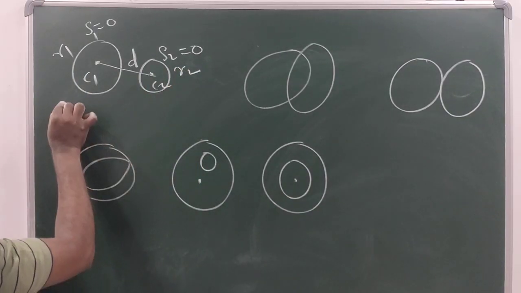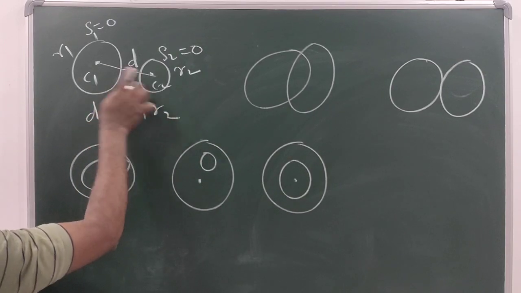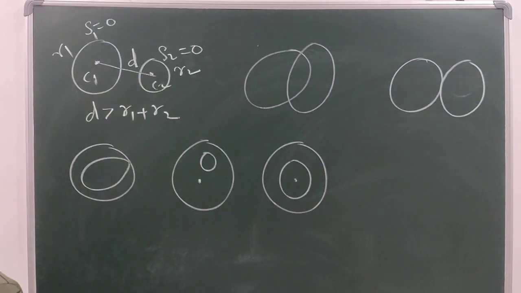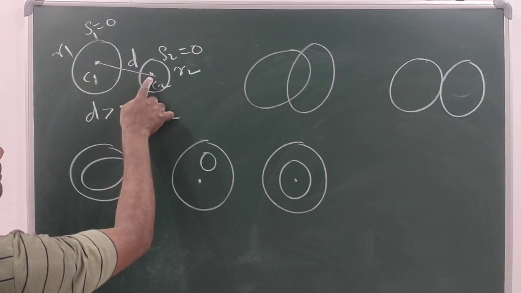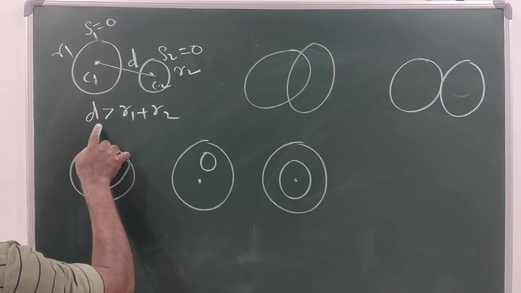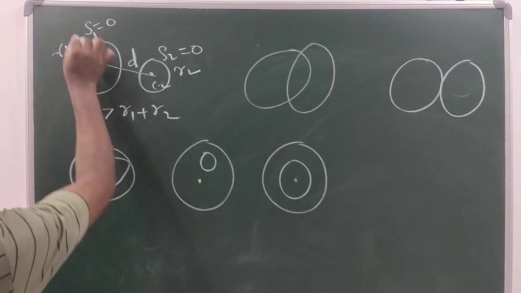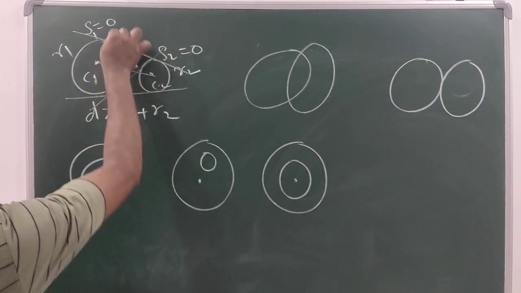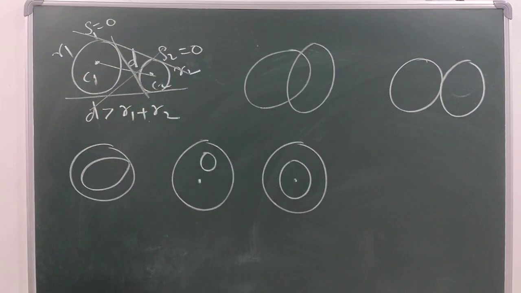If you get D is more than R1 plus R2, then you will get non-intersecting circles. Two circle equations are given. Find the center of the first circle, find the center of the second circle, measure the distance. And if you observe D is more than R1 plus R2, the circles will be non-intersecting. In that case, you will get two direct common tangents and two transverse common tangents. In total, 4 common tangents you will get.